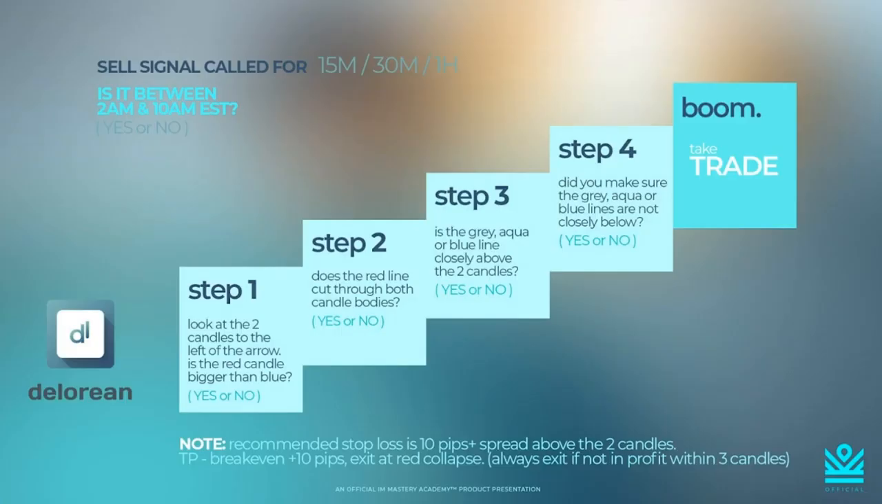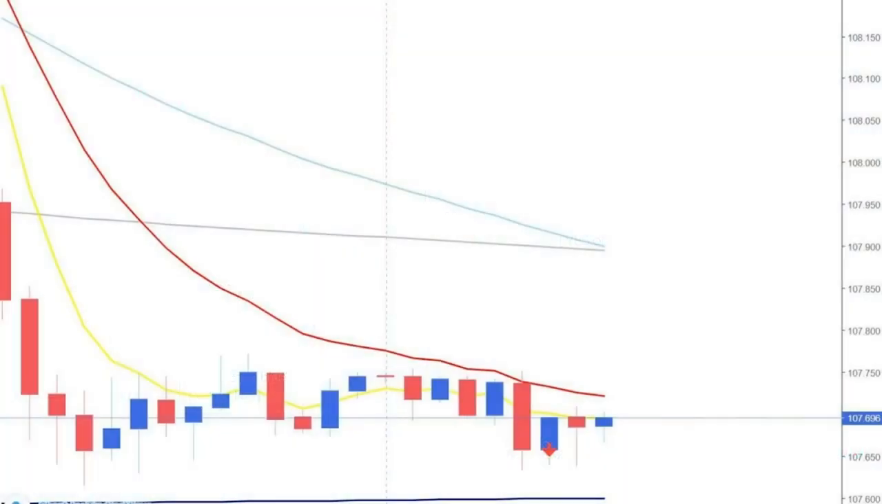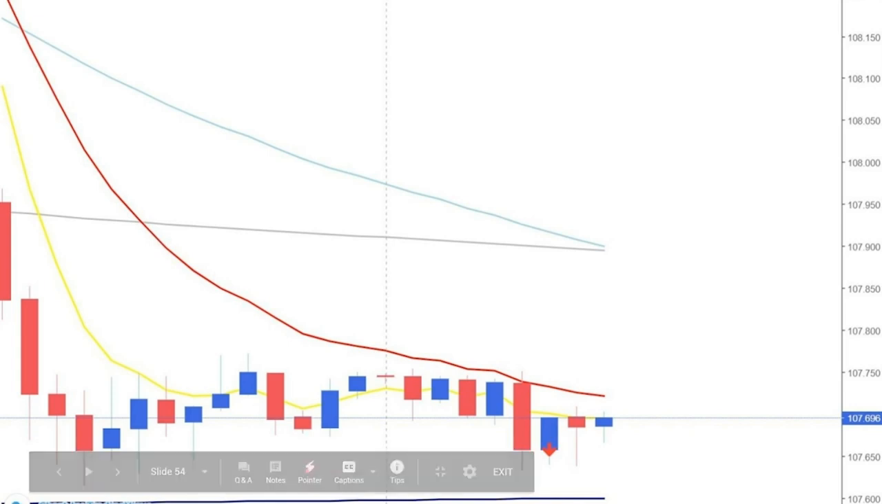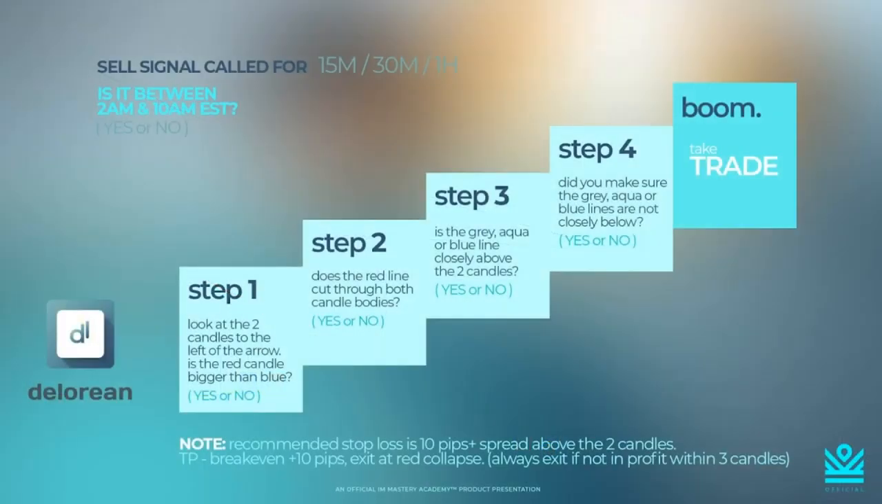Step 1, look at the 2 candles to the left of the arrow. Is the red candle bigger than the blue? So we go back. We're looking again at these 2 candles to the left of this arrow. Is the red bigger than the blue? Well, clearly we can see that it is bigger than the blue. So that would mean yes. So we can go to step 2.